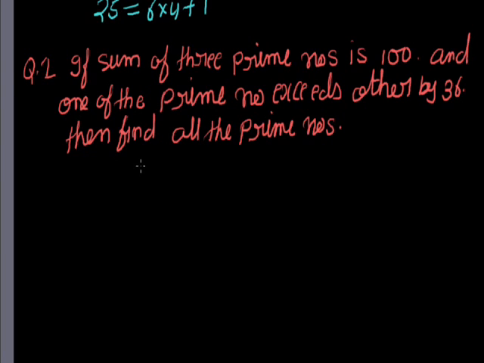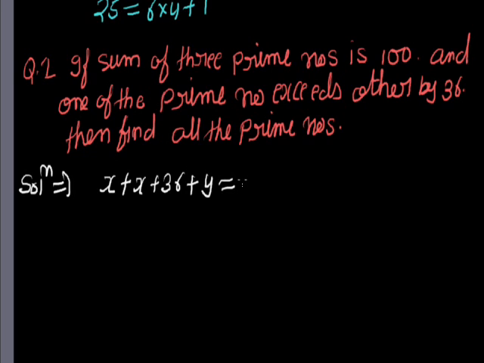Now we come to the solution of this question. How will we solve this question? Here we are given that the sum of three prime numbers is equal to 100 and one of the prime numbers exceeds the other by 36. So we can take the prime numbers like this. One prime number is x, so definitely the next will exceed the first by 36. So we can take it like x plus 36 and the final one is y.